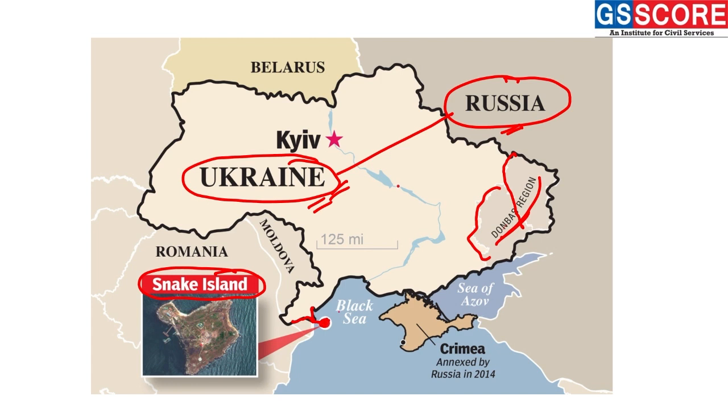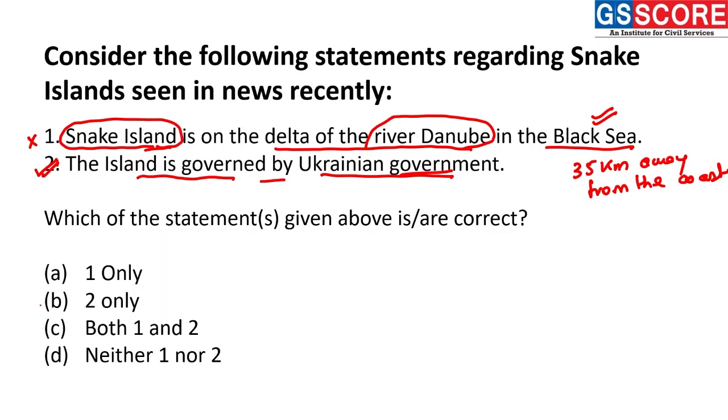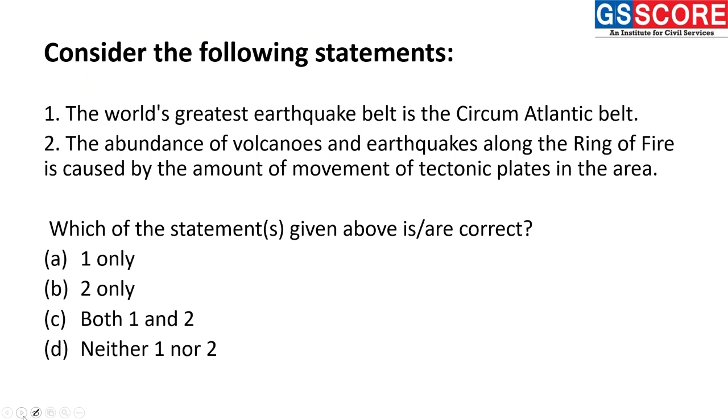We can see that in 2014, there was an annexation of Crimea, which was earlier part of Ukraine, but now it is part of Russia because it was annexed by Russia. Thus, the answer for this question is B, 2 only. Now, moving towards our next question, consider the following statements.